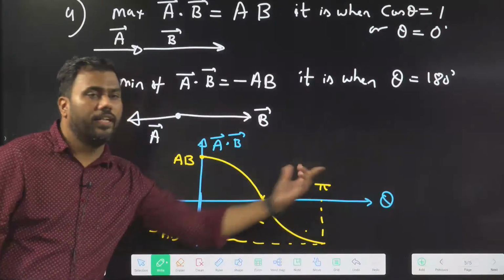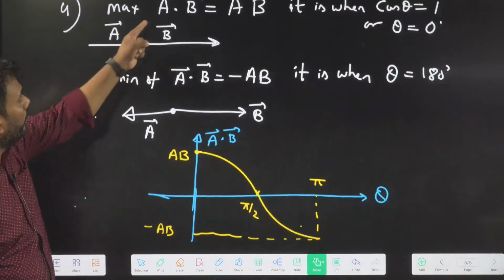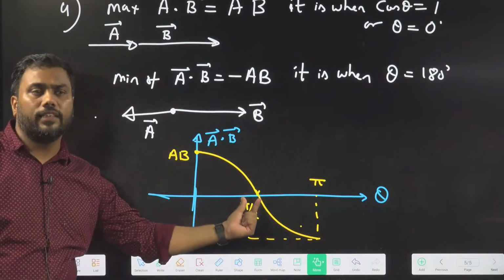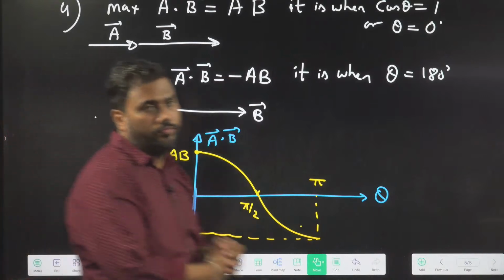This kind of graph I will get. A dot B with theta. So A dot B maximum is AB, minimum is minus AB. In between we get 0 for pi by 2 angle. So we have covered the range of A dot B. Is this clear?